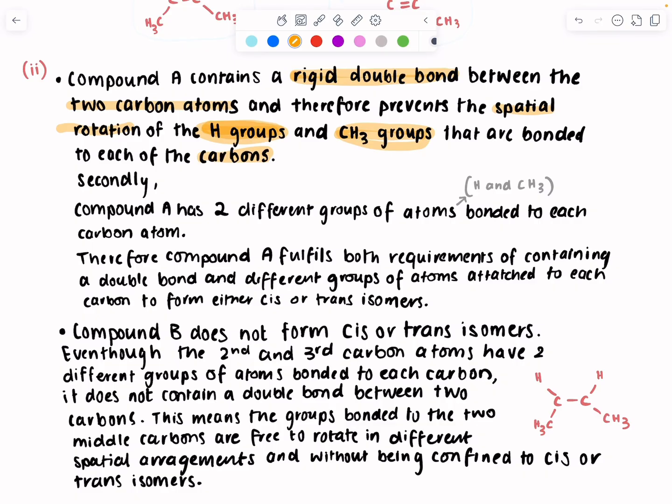Secondly, this is the second criteria: compound A has two different groups of atoms, and I've specified that here again, bonded to each carbon atom. Therefore, compound A fulfills both requirements of containing a double bond and different groups of atoms attached to each carbon to form either a cis or a trans.